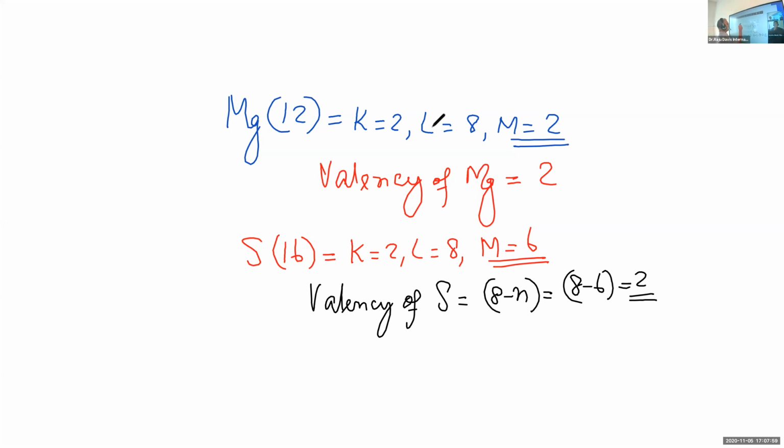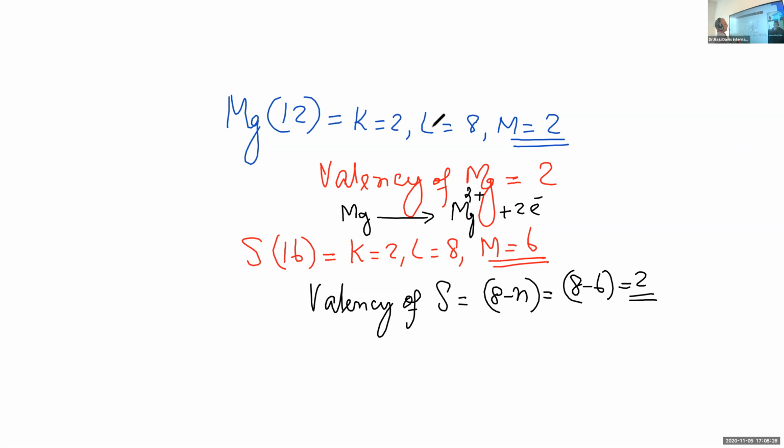I shall show in the case of magnesium, during chemical reactions, from magnesium, 2 electrons are lost, forming the Mg plus 2 ion. Therefore, the number of electrons lost is equal to 2. Therefore, valence is equal to 2.